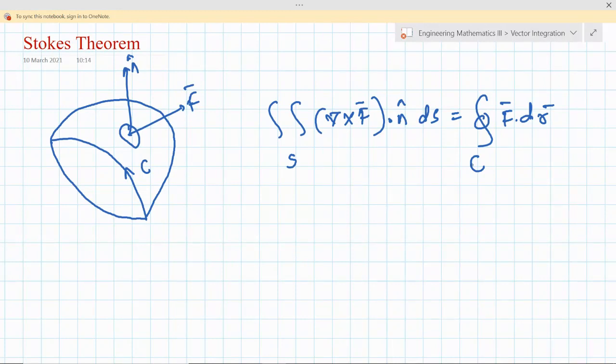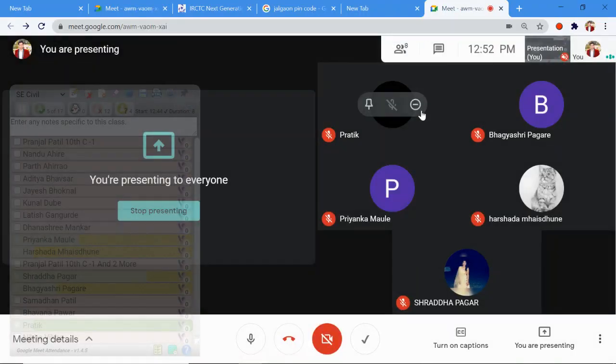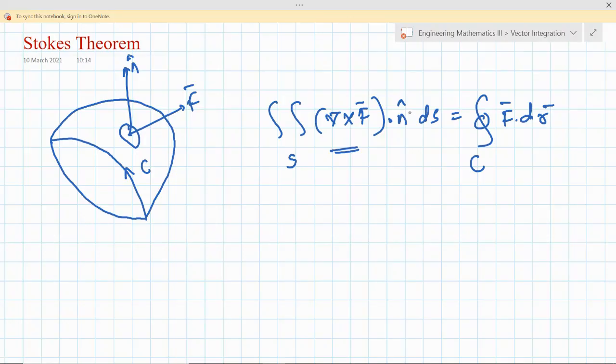But before that, what is the Stokes theorem? The surface integral of the normal component of curl of f bar, taken over an open surface, is equal to the line integral of the tangential component of f bar along the curve C. F bar dot dr bar means line integral. So this is the Stokes theorem. Now let us see the example on this.